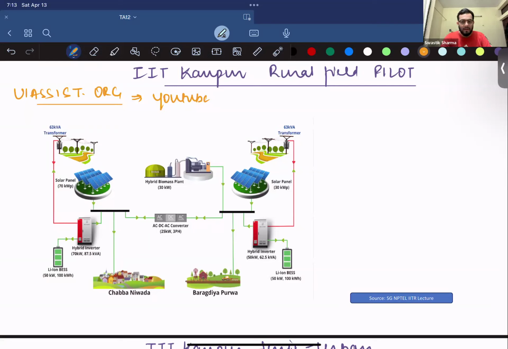So there were no transformers, and the wires etc. that were provided by DVVNL, which is a distribution utility here in UP, were not reliable. The transformers could go off at any time. So for these 700 people, there were only 700 people, we wanted to develop a pilot which ensured 24x7 power availability.